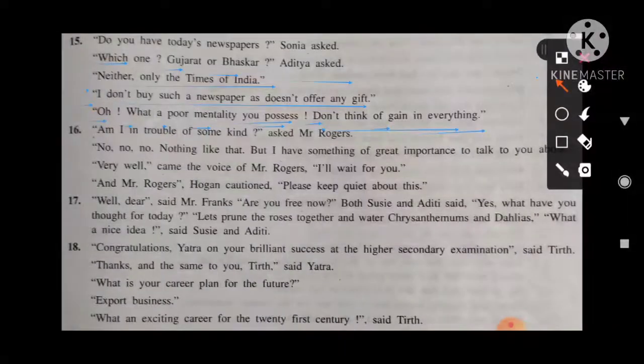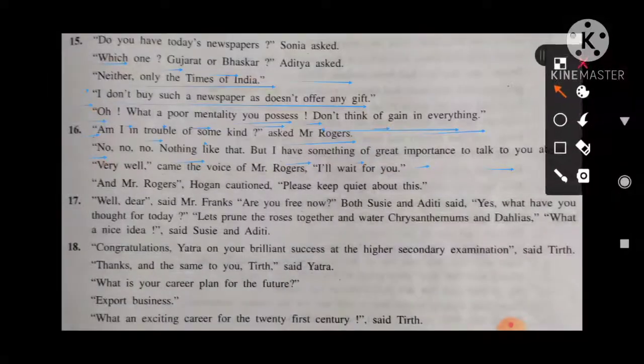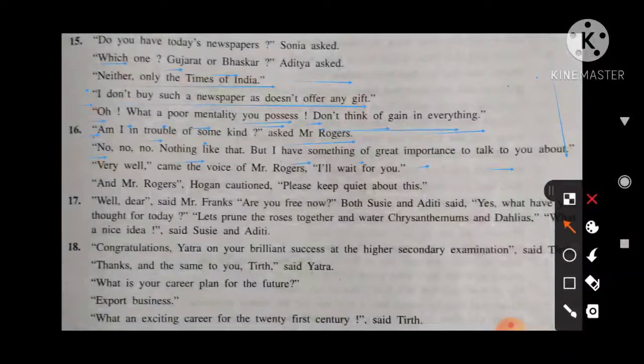16(1) यानी कि हमारा तो सेकेंड वन है. Am I in trouble of some kind? asked Mr. Rogers. No no no, nothing like that, but I have something of great importance to talk to you about. Very well, came the voice of Mr. Rogers. I will wait for you. And Mr. Rogers again cautioned, please keep quiet about this.